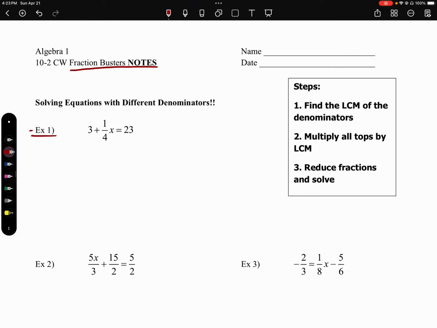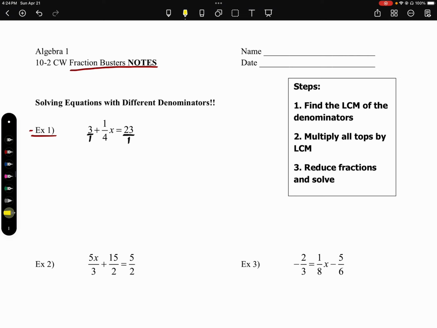Example number one, you see we have 3 plus 1/4 x equals 23. If we think about this, we have the coefficient 1/4, but if I wrote each of the other values as fractions, it'd be like 3 over 1 and 23 over 1. I'm going to show you the steps that we use to get rid of our fractions.